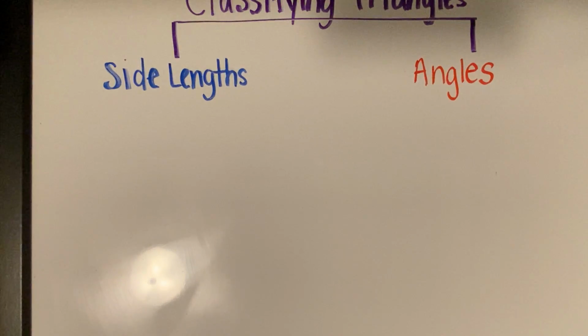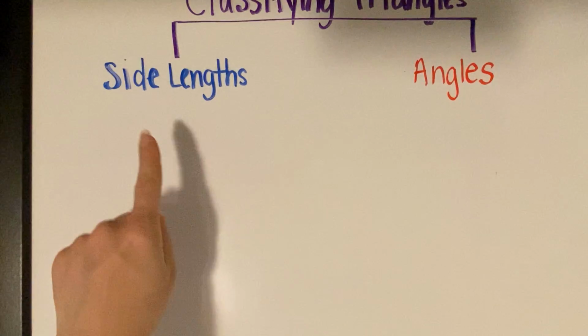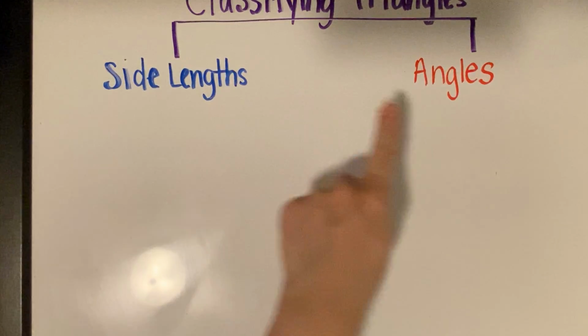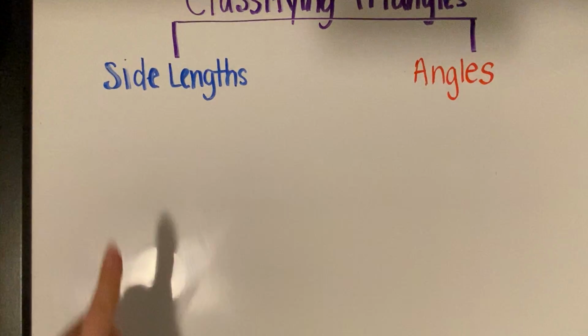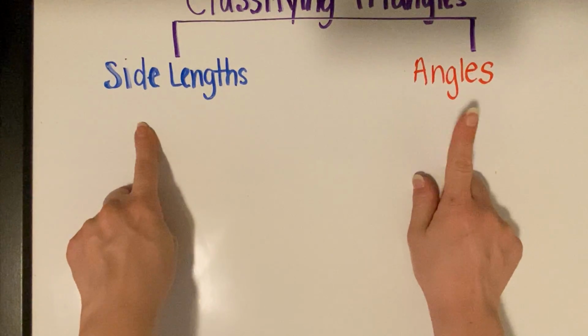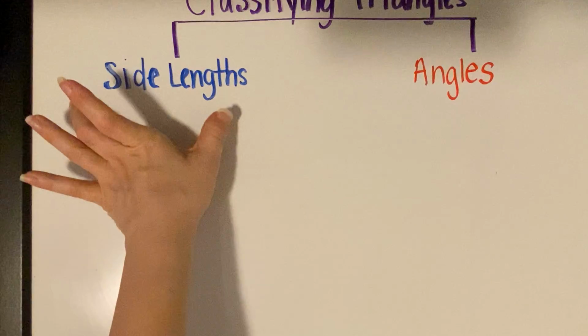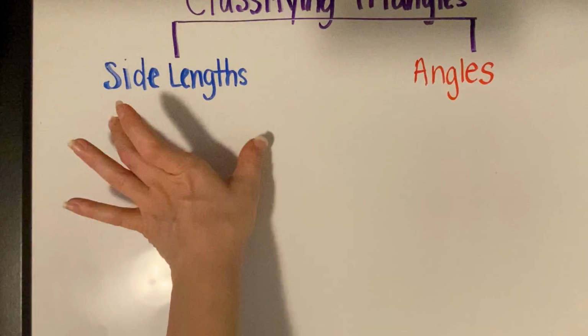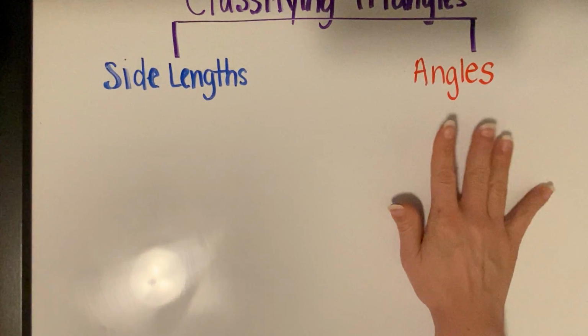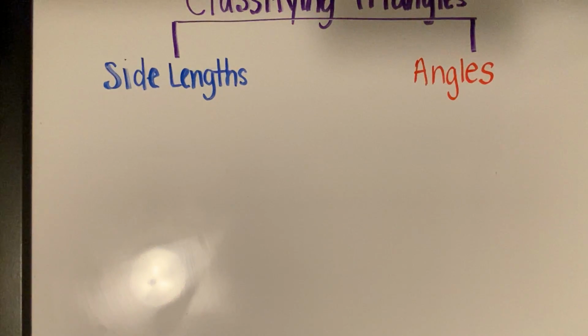So when we talk about naming triangles, they can have three different names. They can have a side length name, they can have an angle name, or they can have a name that includes both side lengths and angles. Today we're going to be focusing mainly on naming them by their side lengths. I'll review angles really quick just to get us started, and then we'll talk about side lengths.